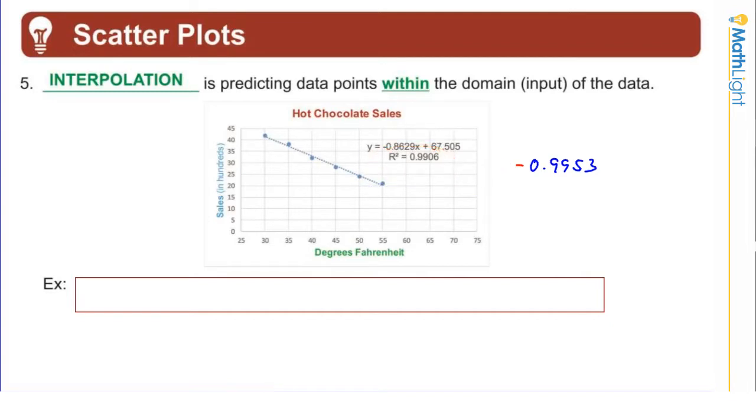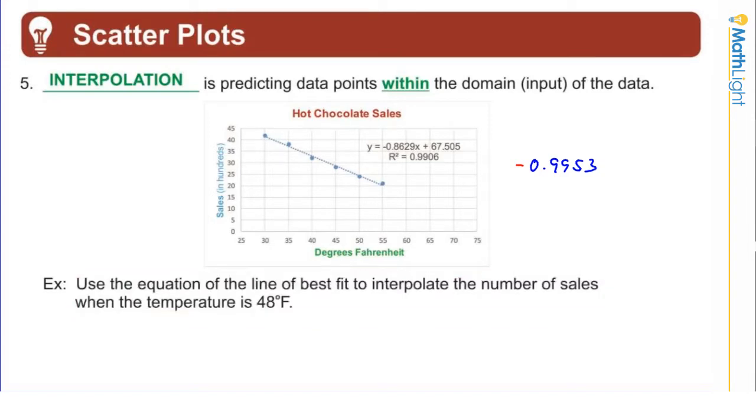All right, so just some thoughts there with what's given. Notice we have the equation of the line, and we have a negative slope. We'll talk more about slopes next chapter. Okay, so let's do a problem here with this. Use the equation of the line of best fit to interpolate the number of sales when the temperature is 48 degrees. Okay, so I could do this.